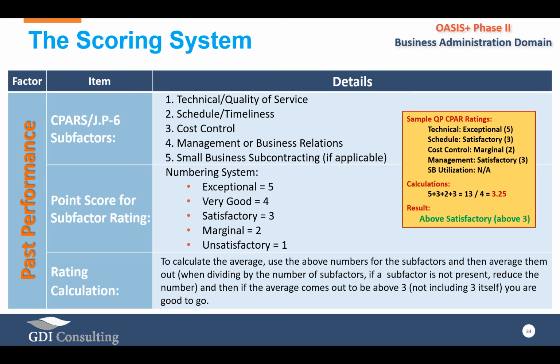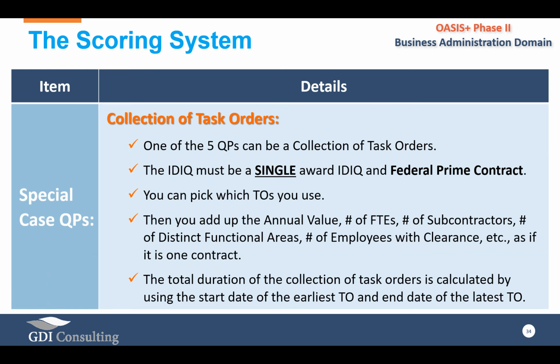You add 5 to 3 to 2 to 3. That comes to 13. You divide it by 4, not by 5, because we don't count small business utilization. So 13 divided by 4 is 3.25. Now satisfactory score was 3, if you remember. So we have 3.25 for this contract. So it's above satisfactory, so you can use this contract. This is the way you need to calculate whether all your contracts are above satisfactory or not. Okay, I hope this helps.